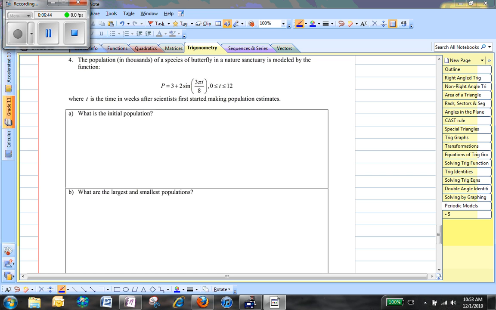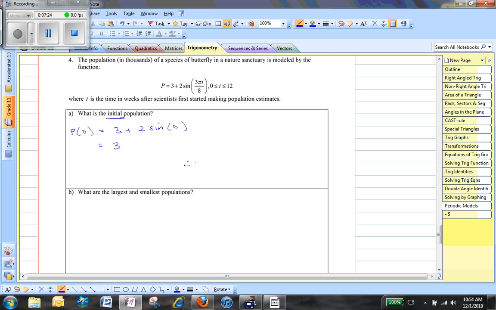Also, a really good example of what we're looking at and the depth at which I need you to work. It says the population, again in thousands, of a species of butterfly in a nature sanctuary is modeled by the following function. Notice that it's in radians from 0 to 12, where t is weeks after scientists first start making the population estimates. What is the initial population? Initial means time is 0, so I want the population at 0. That's 3 plus 2 sine 0.